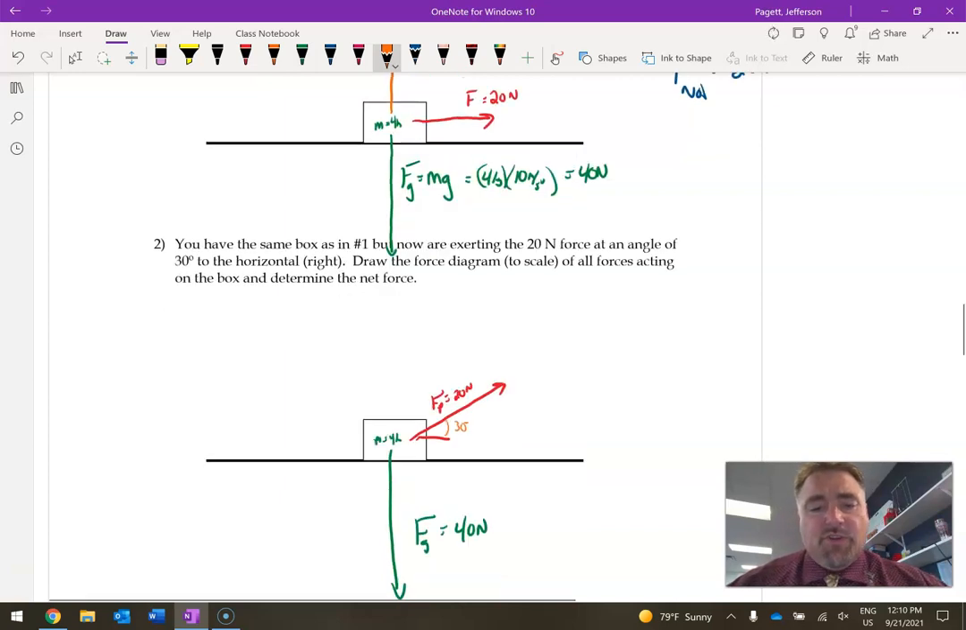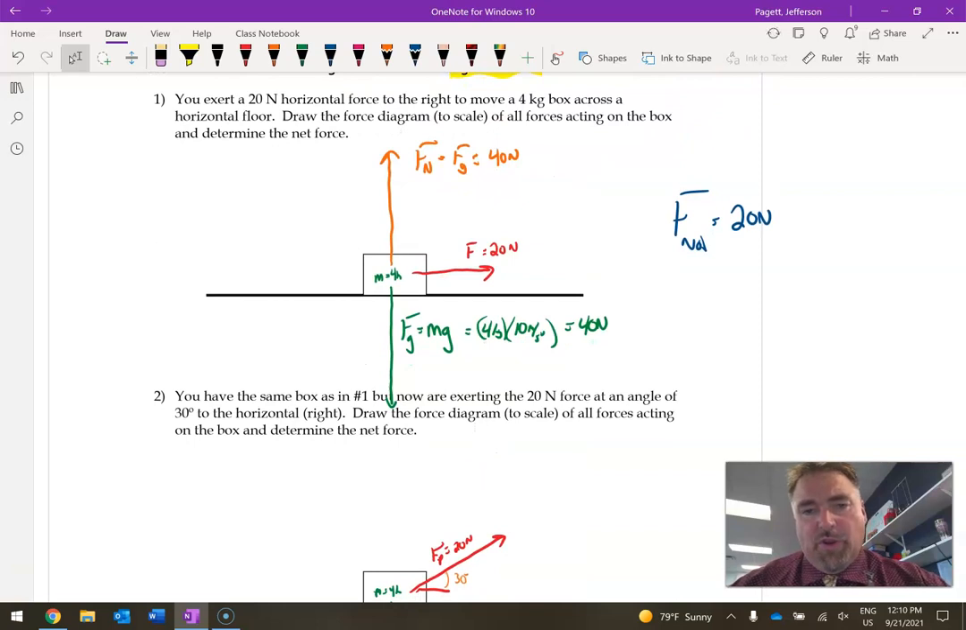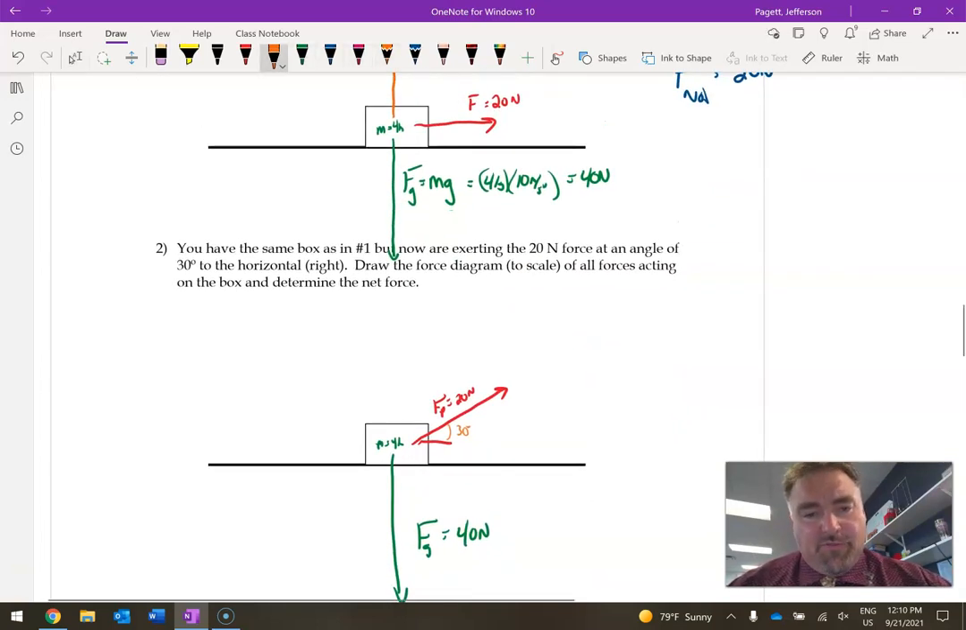Okay. Now, some of us want to jump right ahead here and say, oh, okay, well, I know since the force of gravity up here was 40 newtons, and the normal force has to be 40 newtons, I can do the same thing here and say the force is 40 newtons as well. And I'm going to put that in just for kicks and giggles for right now, 40 newtons.